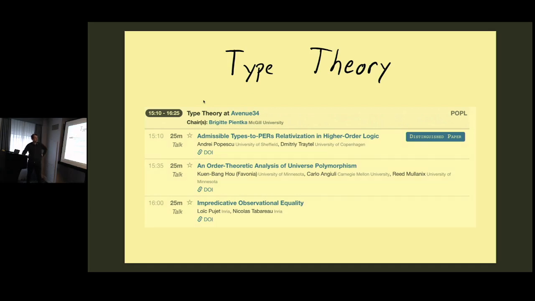I'm going to talk about these 3 papers from the type theory session. And I'll point out first of all, we have a distinguished paper in this session, which means the PC wants you to be at this session and read this paper and also the other 2 papers. I'll give this session my Distinguished Session Award, and so you should all go to it.